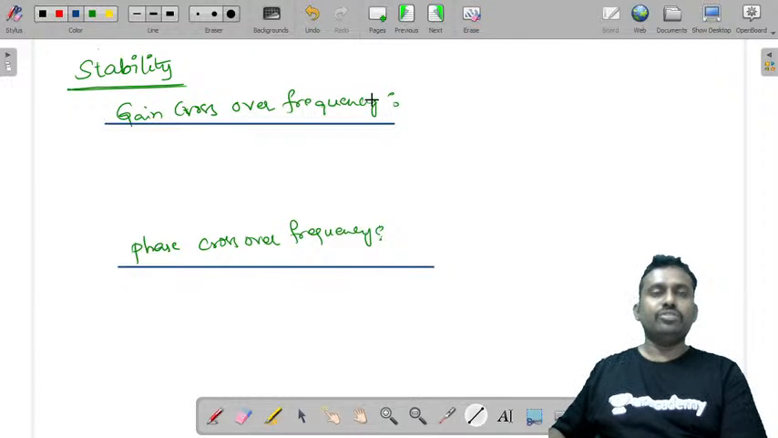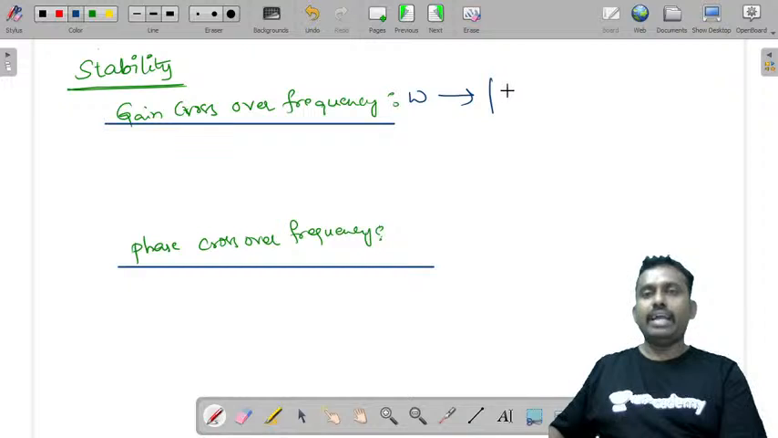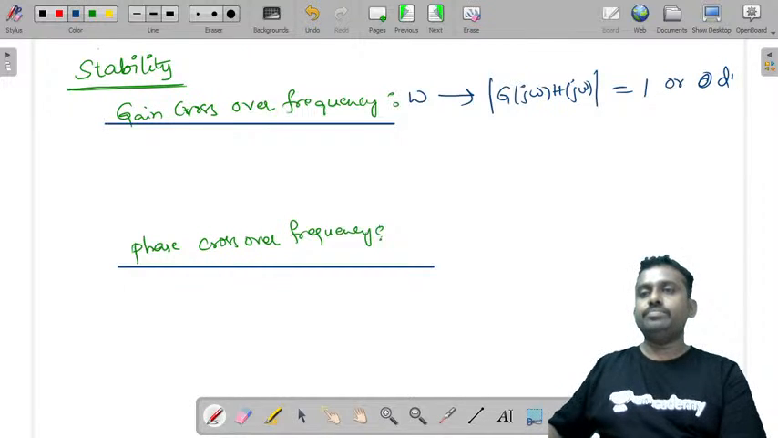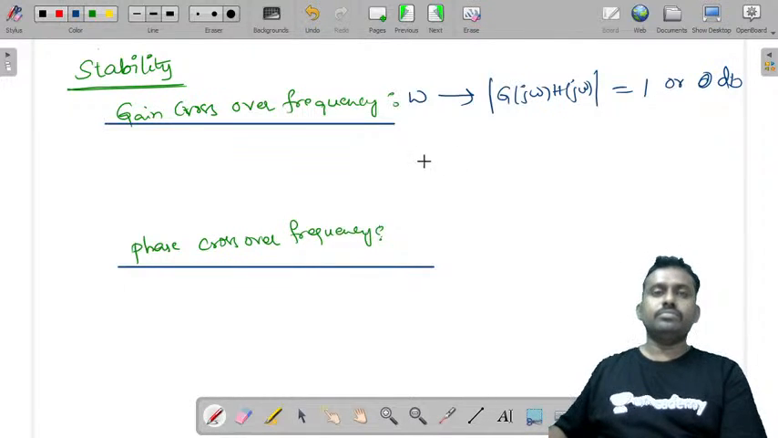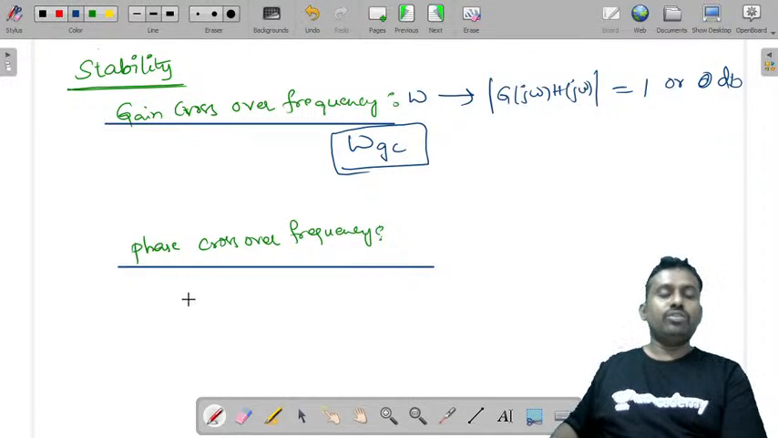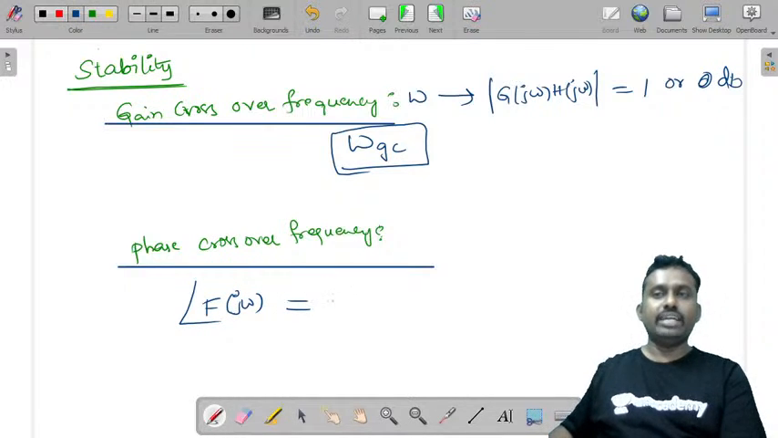Now, what is the gain crossover frequency? It is the frequency at which the magnitude of g of j omega into h of j omega, or f of j omega, is 1, or in dB it is 0 dB, and it is denoted by omega gc, gain crossover frequency. And phase crossover frequency is the frequency at which the phase angle of f of j omega, or g of j omega into h of j omega, is minus 180 degrees.